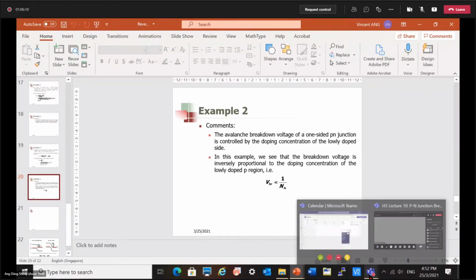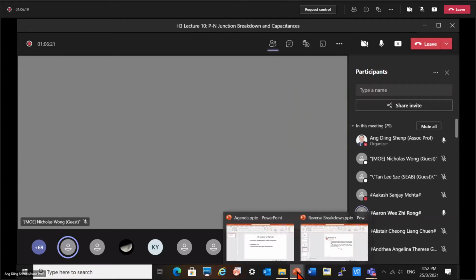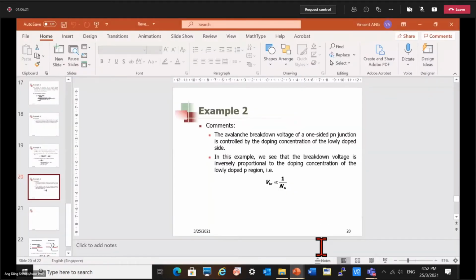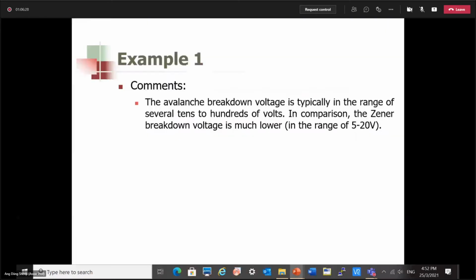Hi, Prof. Two questions. Does that mean all diodes will go through Zener breakdown before going into avalanche breakdown? Okay, right. You probably asked this question because you saw this. So your question is, does that mean all diodes will go through Zener breakdown before avalanche breakdown, which means that avalanche breakdown is not relevant because all diodes will eventually break down earlier due to Zener breakdown.